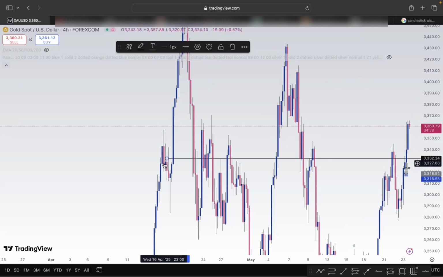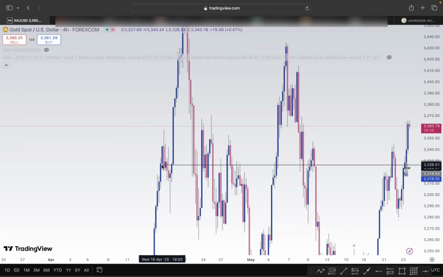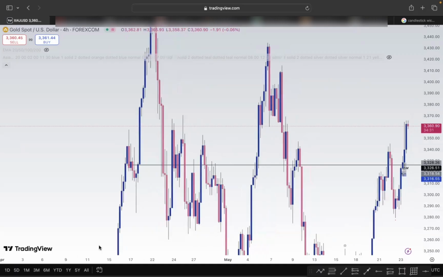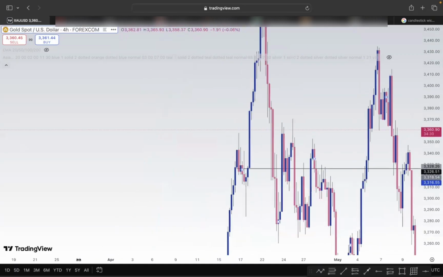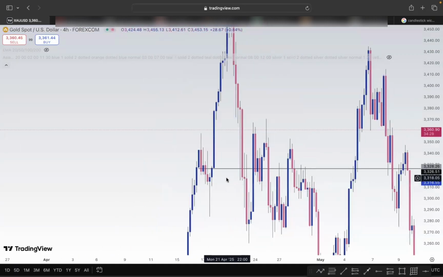This is a down move because price has taken out the low of the previous candle. So that is a retracement. This is a down move. The same thing is happening here.